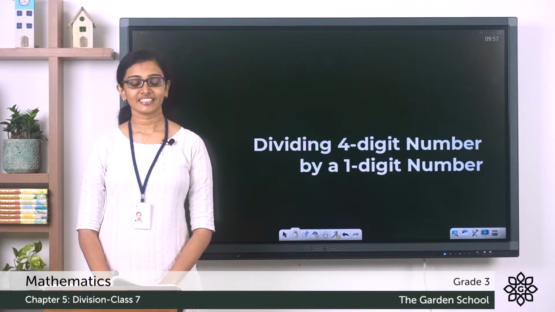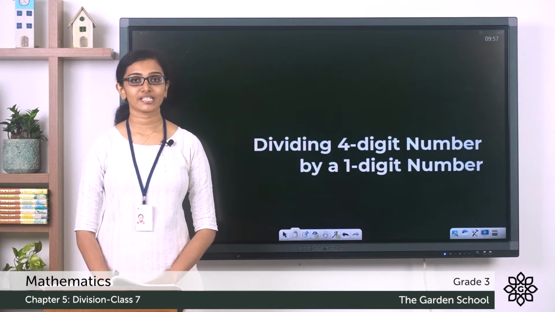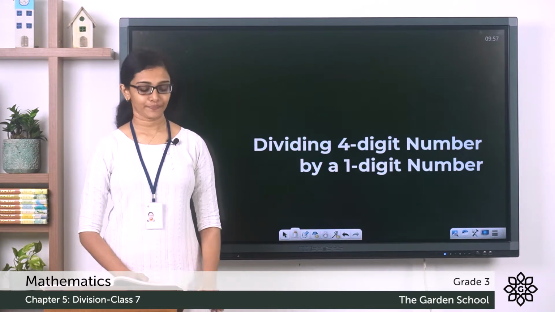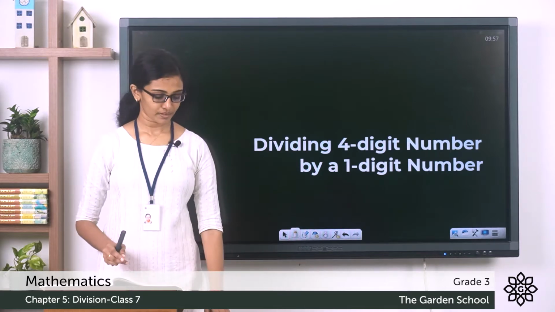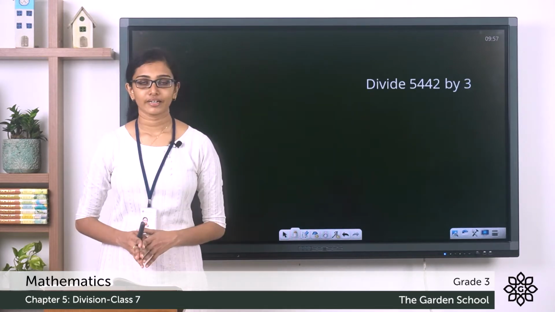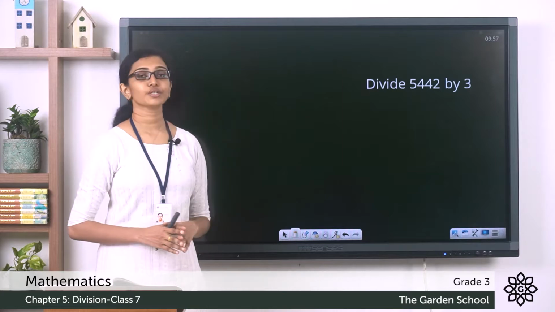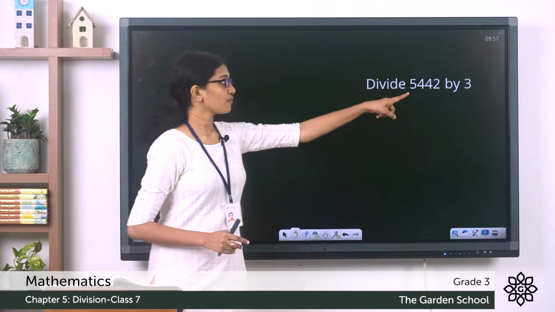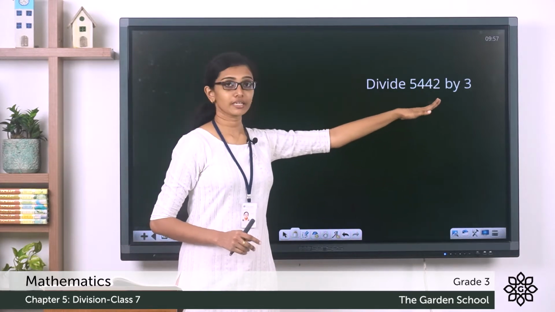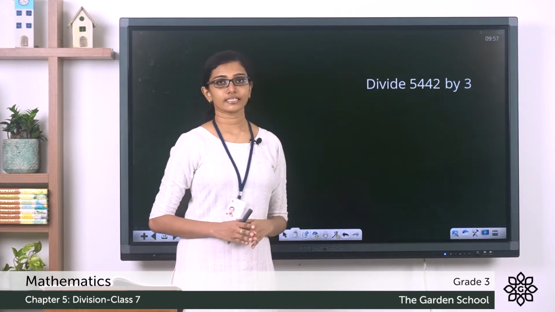So today, let's learn how we can divide a 4-digit number by a 1-digit number. So all of you please take your maths textbook and the notebook. Now look at this question given here. Divide 5442 by 3. So we have a 4-digit dividend which has to be divided by a 1-digit divisor.